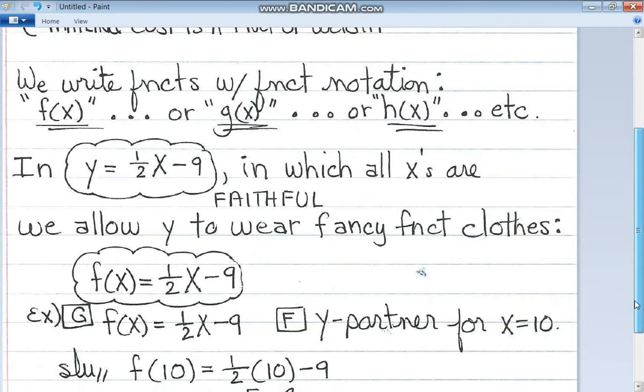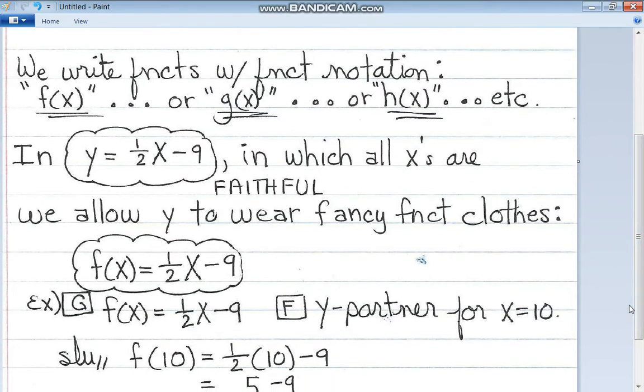We write functions with function notation. F parenthesis x. You read it as f of x. It's actually the y value. It stands for the y value, but it's a way of expressing that we're about to give you f of x, a function of x. Or you could write g of x, or you could write h of x, etc.